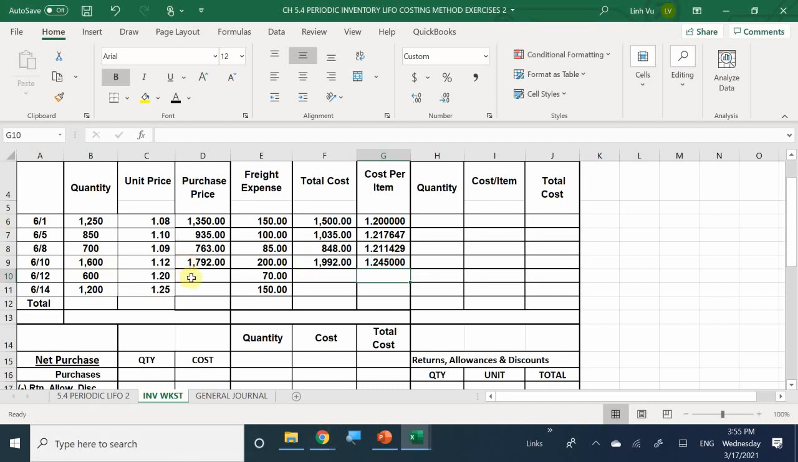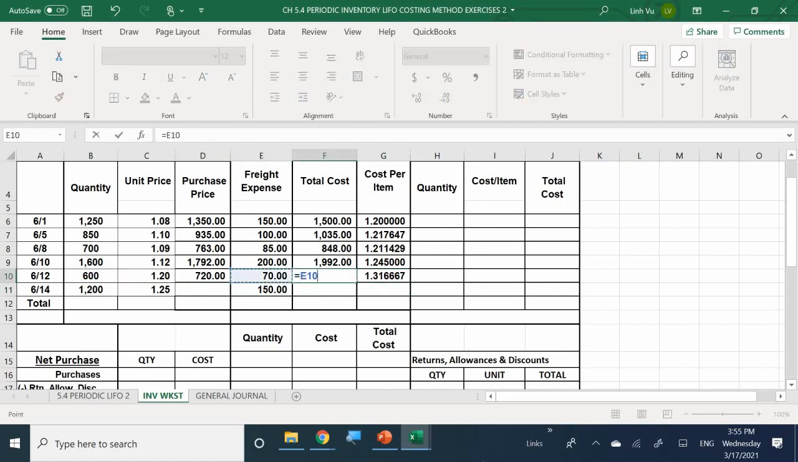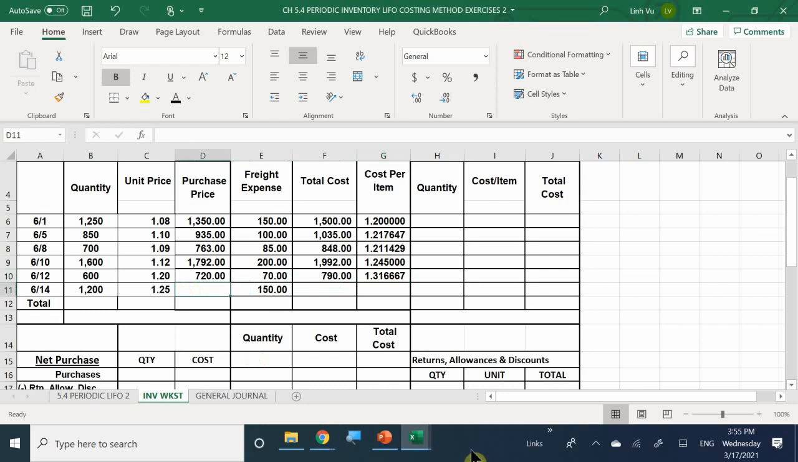All right. So now what about this scenario here on June 12th? I purchased 600 units at $1.20. What's my purchase price here? $720 plus an additional $70. $790. All right. Bringing my cost per item to be 1.3167. Good.